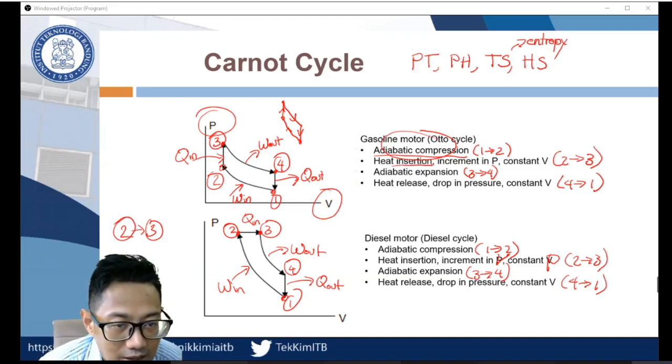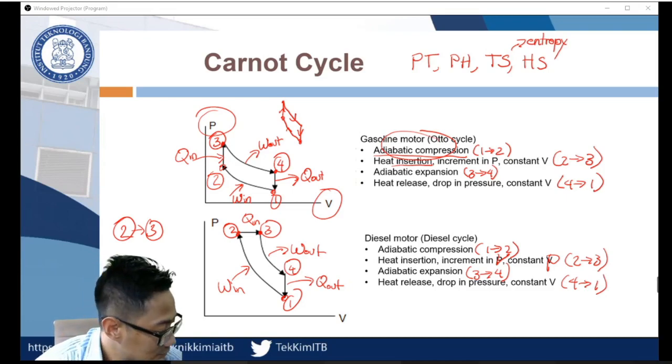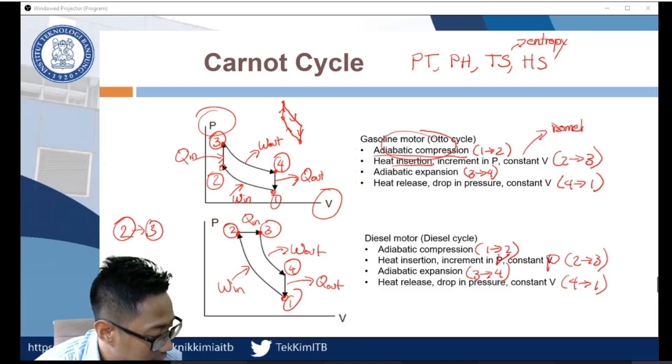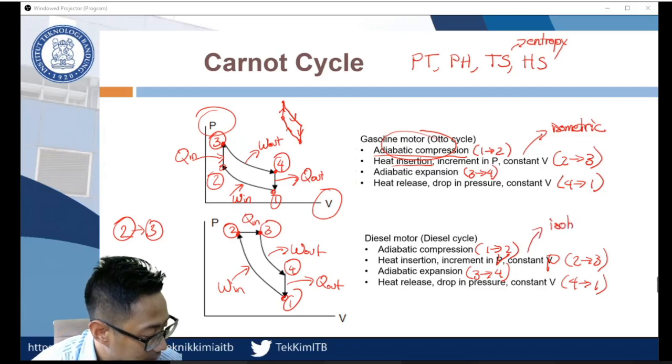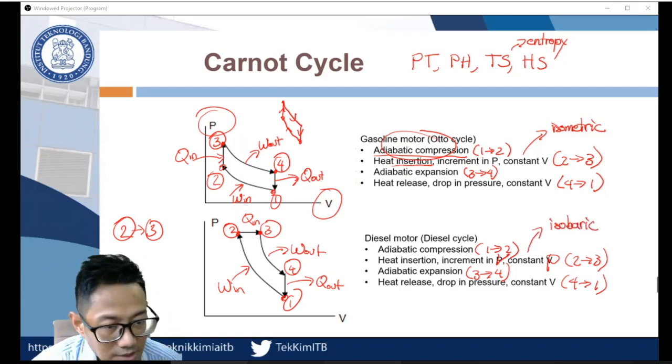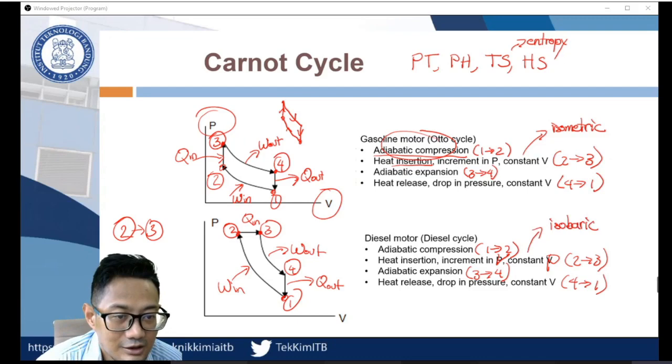When you use Otto cycle in a gasoline engine, the principle is based on an isometric or isochoric process. In a diesel engine, they use isobaric. Based on this principle, they can optimize the engine.